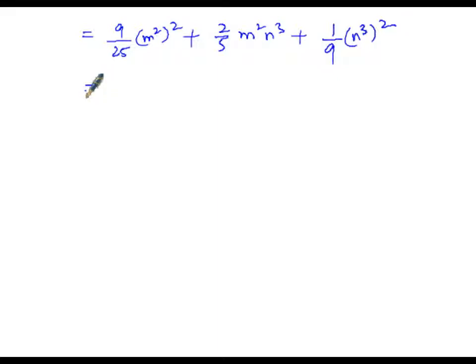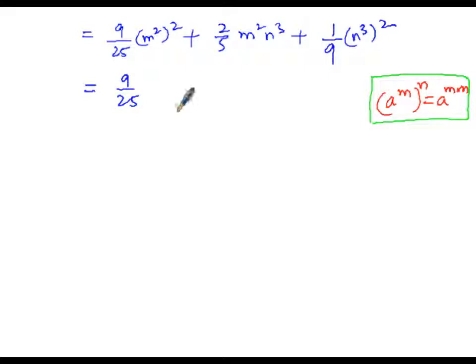Then the next logical step will be 9/25, but here it is in the form of a power m whole power n type. So we know that a power m whole power n is equal to a power m into n. So here I am going to utilize this identity in order to write this logical step, that is a power m whole power n is equal to a power m into n.